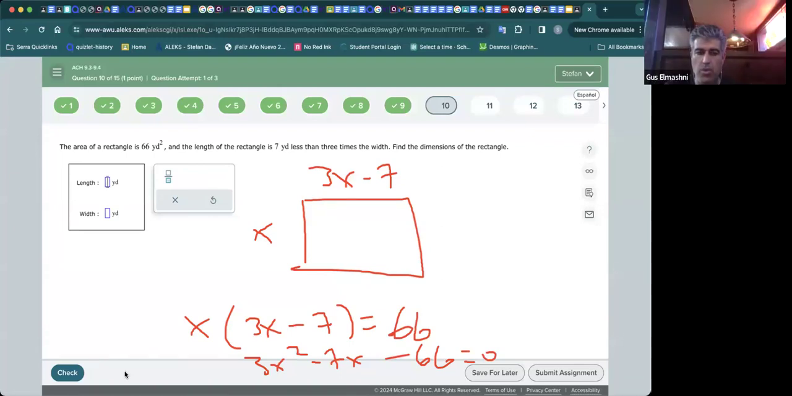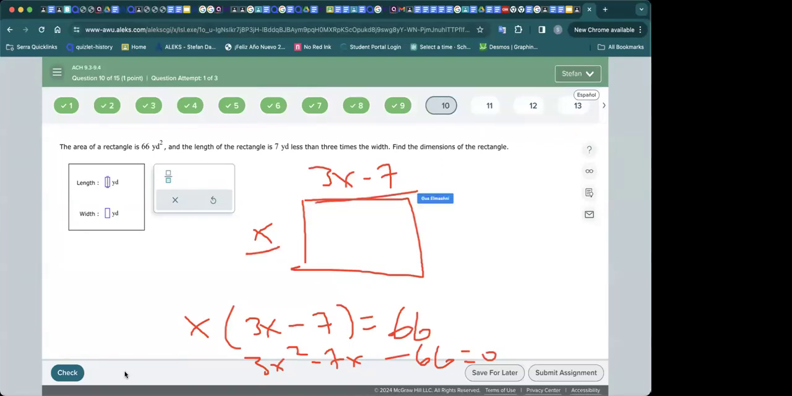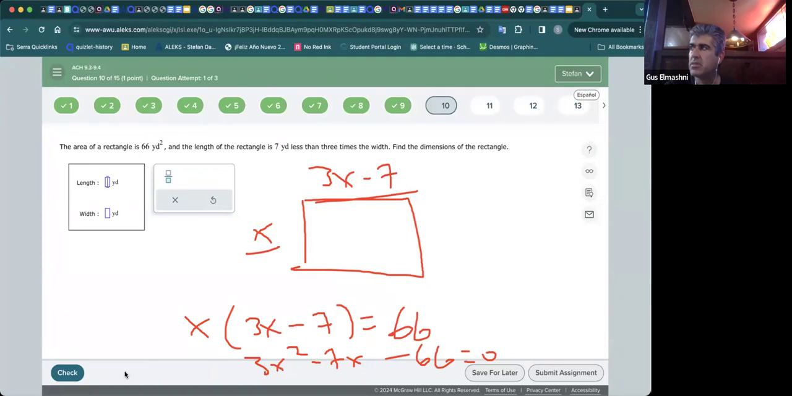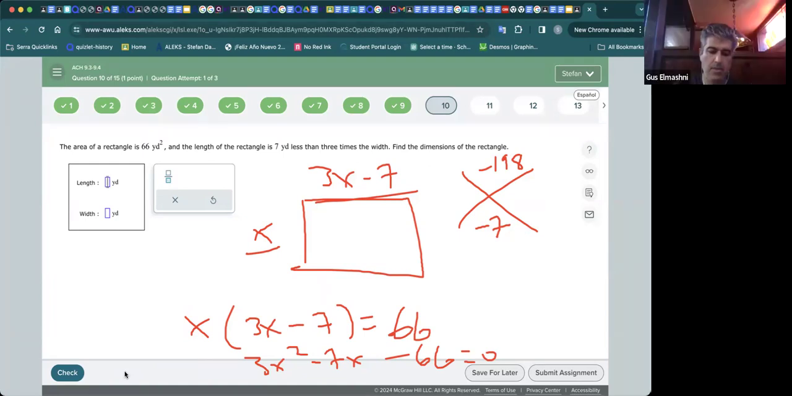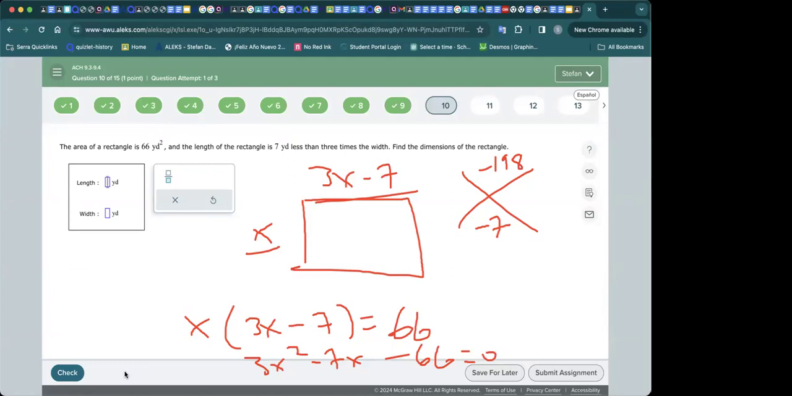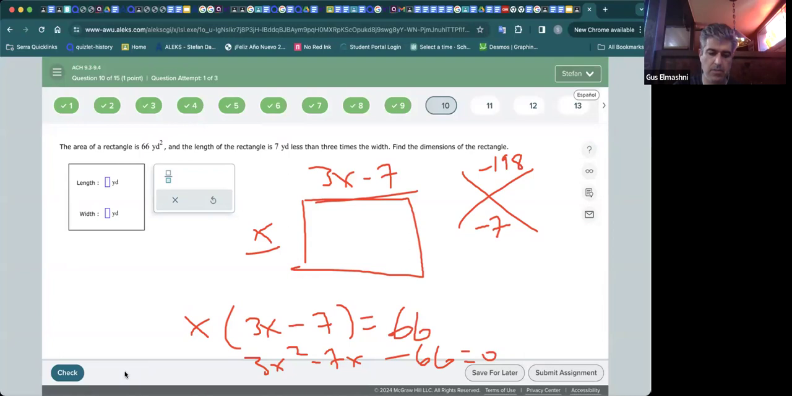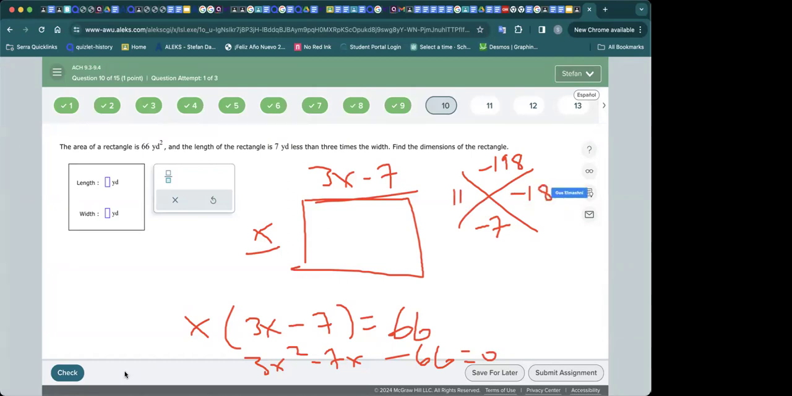Okay. Yeah, no, you just do length times width. X is your length, 3x minus 7 is the width, multiply it. So 3x squared minus 7. Okay, yep. And then the factoring part's a little tricky. You have negative 198 and negative 7. Big numbers. I think it's going to be 11 and negative 18.